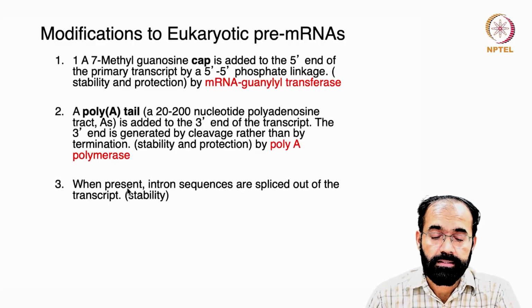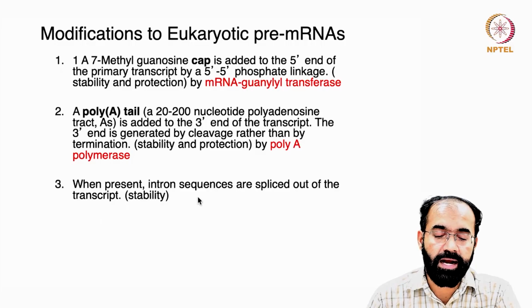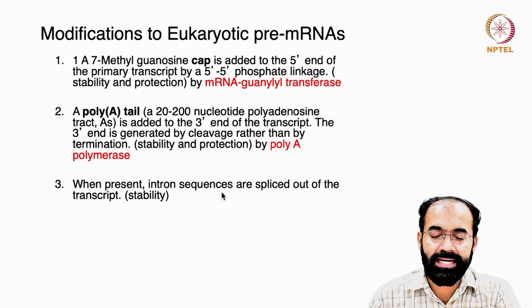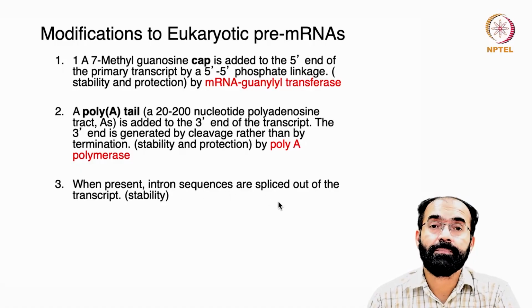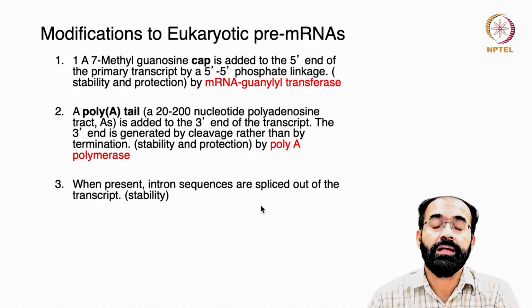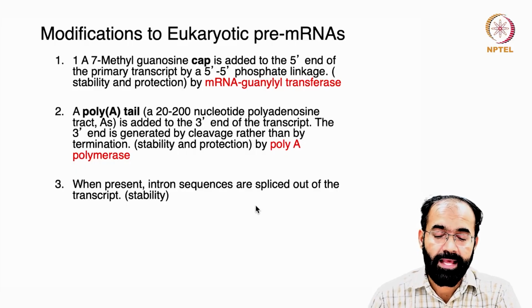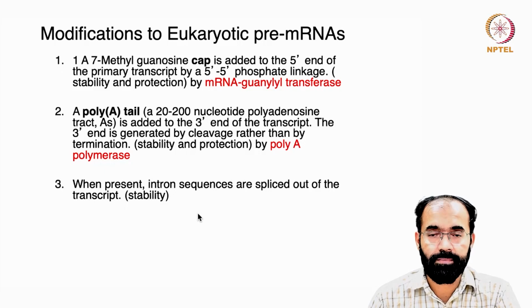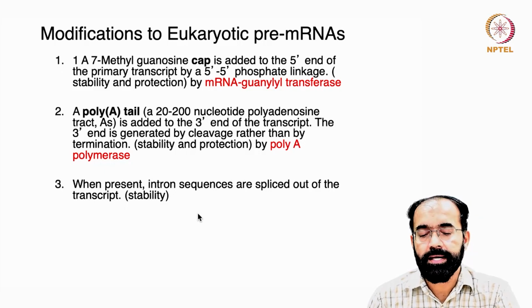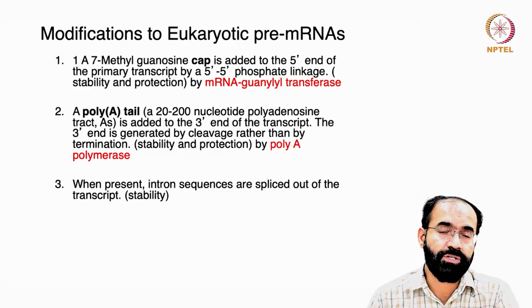Now the third important point we should understand: not all eukaryotic genes have introns. If present, the intron sequences are spliced out. In the splicing, exon 1, exon 2, exon 3, exon 4 are all joined together and the introns are removed from the transcript, and this adds to the stability. All this process happens in the nucleus.